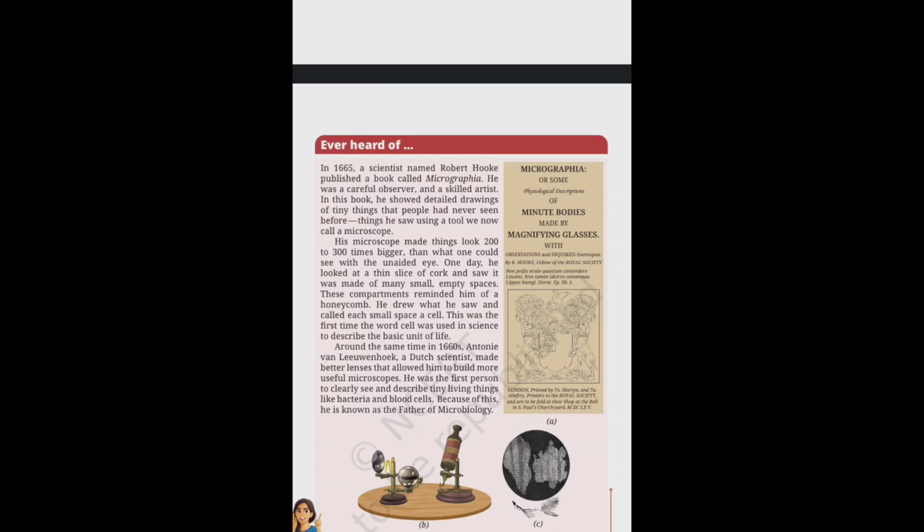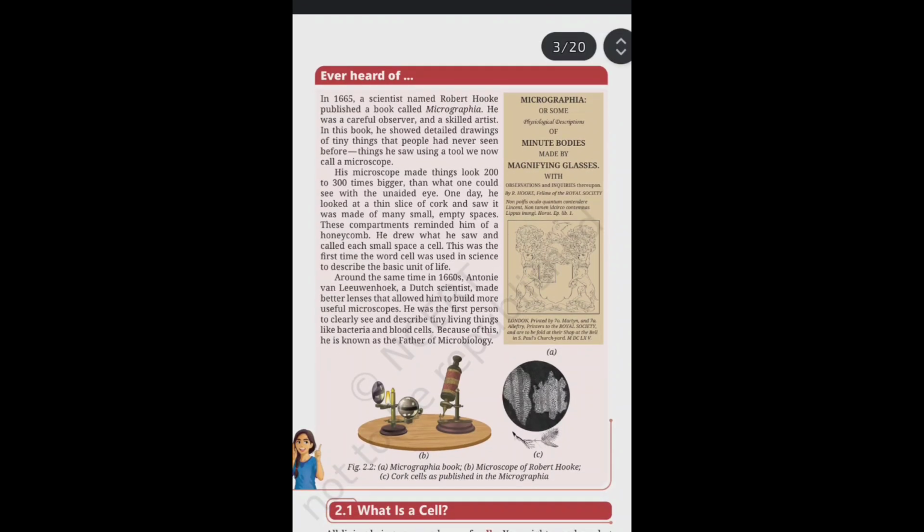He was a careful observer and at the same time he was a great skilled artist. So he drew several kinds of drawings which are related to the tiny organisms that he saw using his magnifying glass. His microscope made things look 200 to 300 times bigger than their size. So while he was looking through his microscope, he could observe things bigger than their actual size. How many times? 200 or 300 times bigger than their actual size.